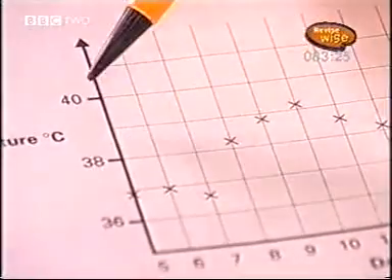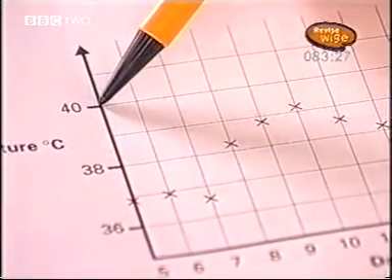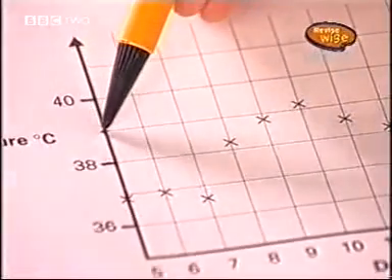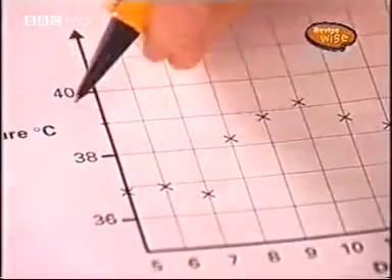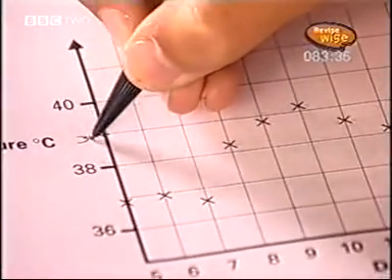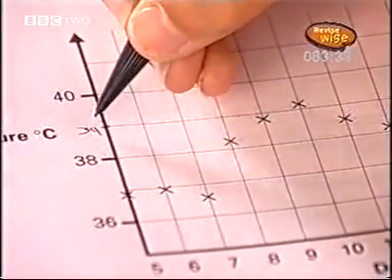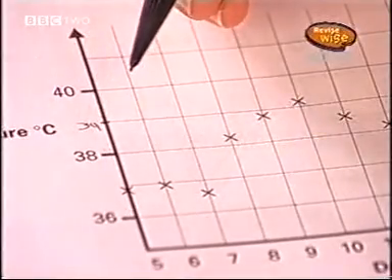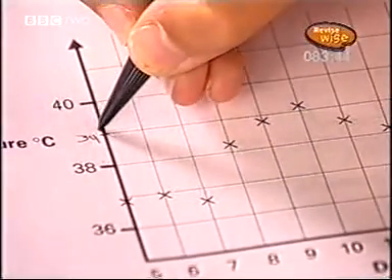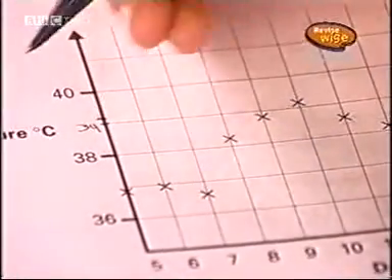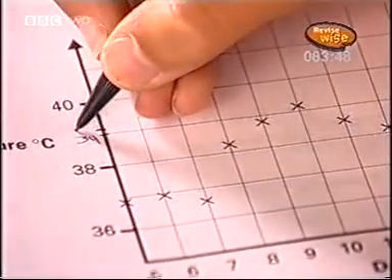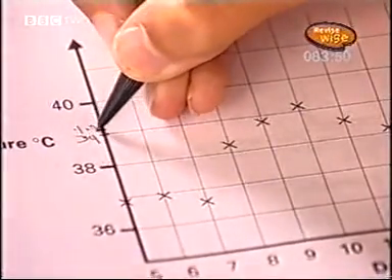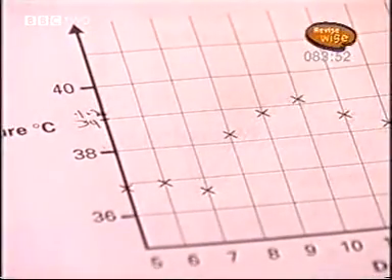It's in between 38 and 40. But the question does say that you have to estimate. So this division between 38 and 40 must be 39. And my line is just a bit higher than that, so I guess it's somewhere around 39.1 or 39.2. Well, that looks just about right to me.